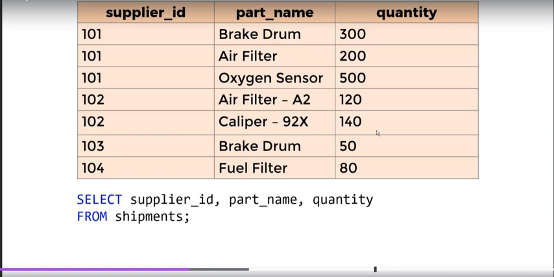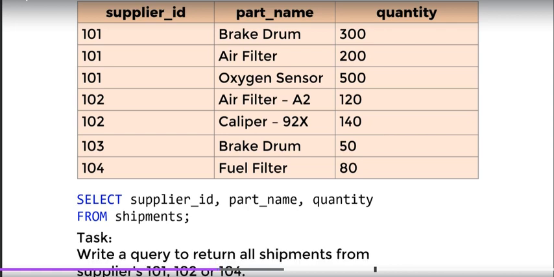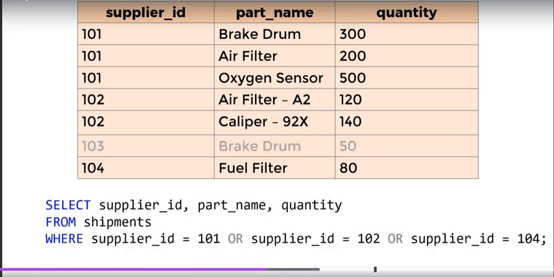So let's go to a real example. Here: select supplier ID, part name and quantity from shipments. It's a shipments table. Write a query to return all shipments from suppliers 101, 102, 104. Supplier IDs 101, 102, 104, right? So what is the query? Select supplier ID, part name, quantity from shipments where supplier ID is equal to 101 or supplier ID is equal to 102 or supplier ID is equal to 104.